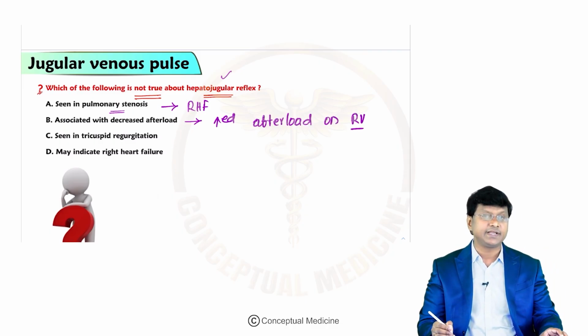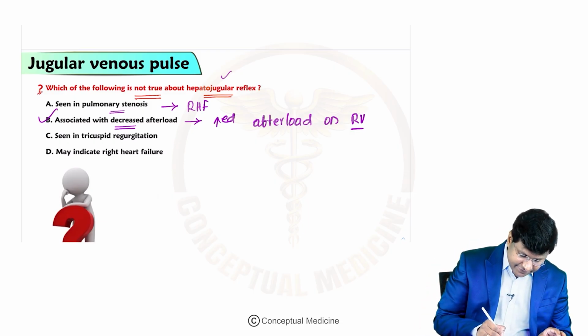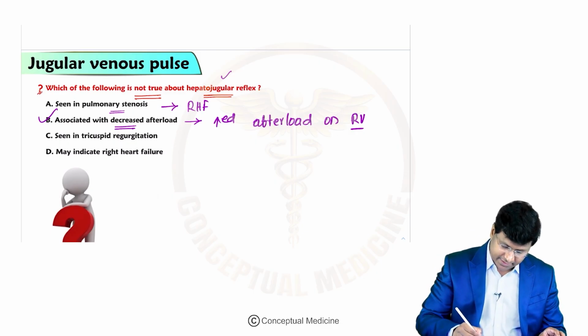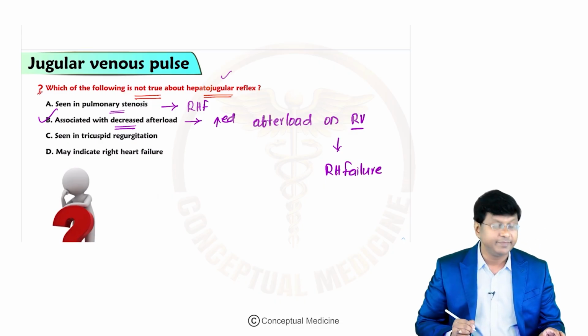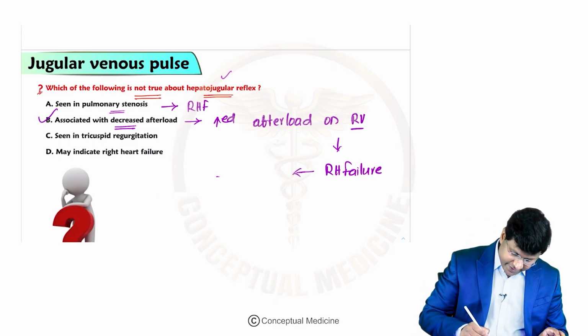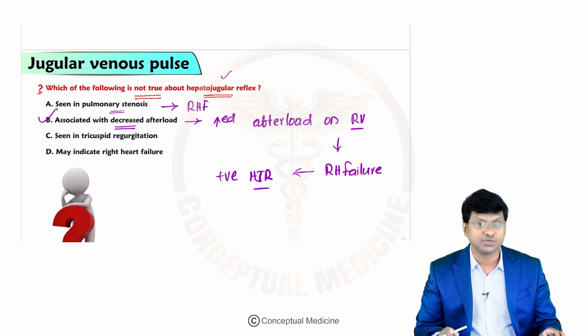Right? There will be increased afterload on the right ventricle. So associated with decreased afterload is an incorrect statement. It is only when there is increased afterload on the right ventricle that there will be right heart failure. Once there is right heart failure, there will be a positive hepatojugular reflex.